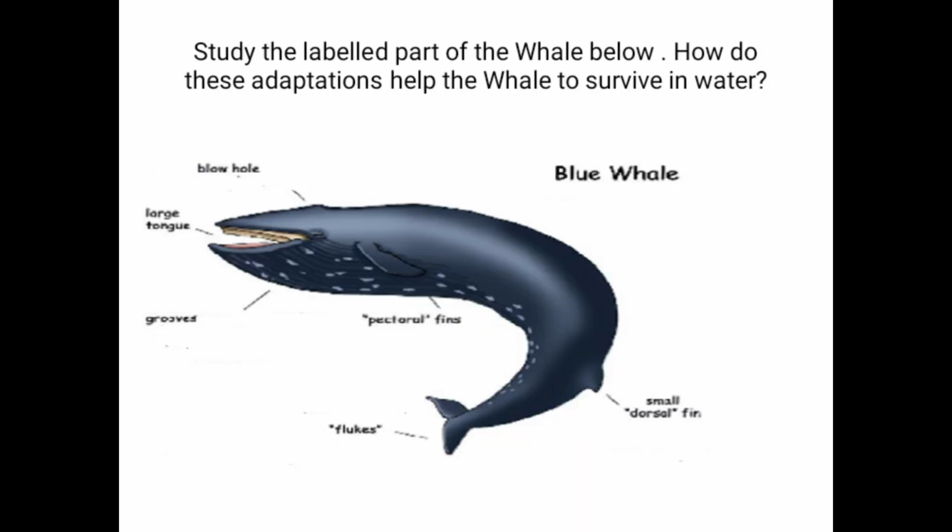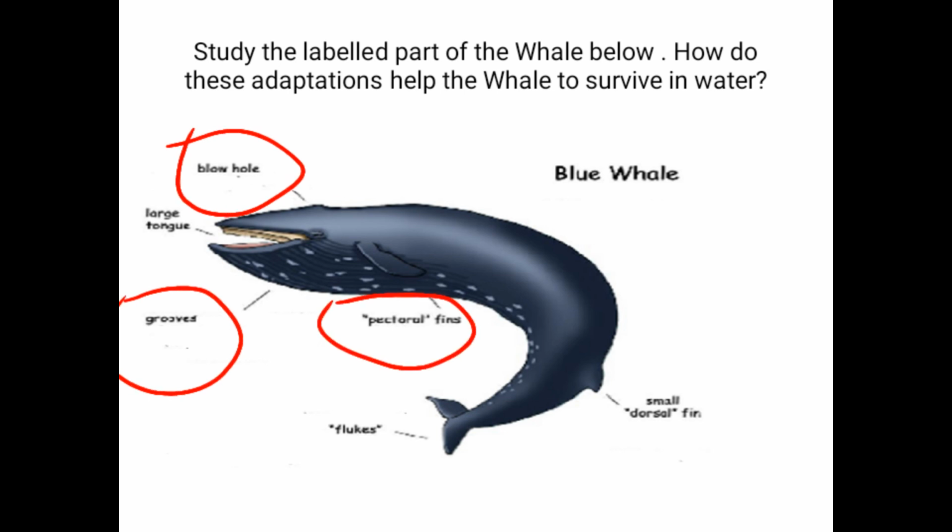Now today's task is to study the labeled parts of the whale below and how these adaptations help the whale to survive in water. You have to talk about the blowhole, you have to talk about the grooves and the fins and the flukes on the tail.